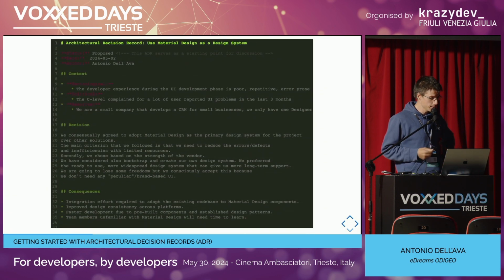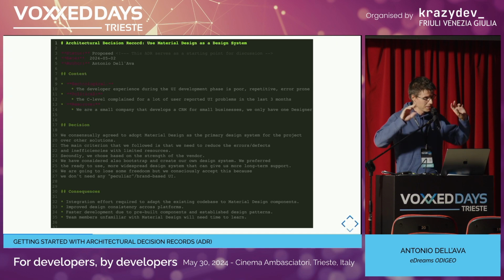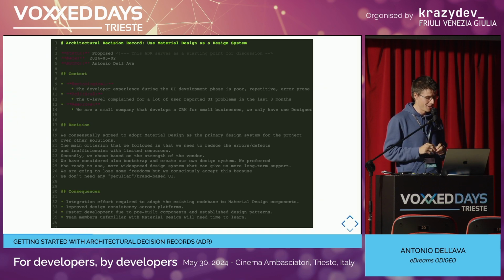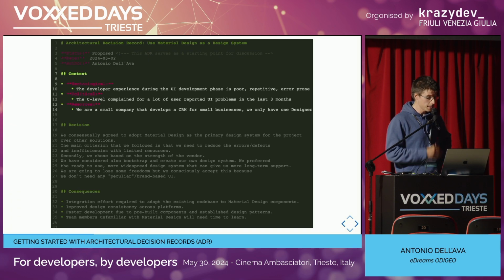So let's look at a real example, okay? In this example, this is a fake scenario. It's supposed to be a small business where they do a CRM and they are facing a lot of UI defect problems, and they decided to use Material Design as the design system. So really front-end oriented. So you can see there is a title, then the meta with the status, the date, and the author.